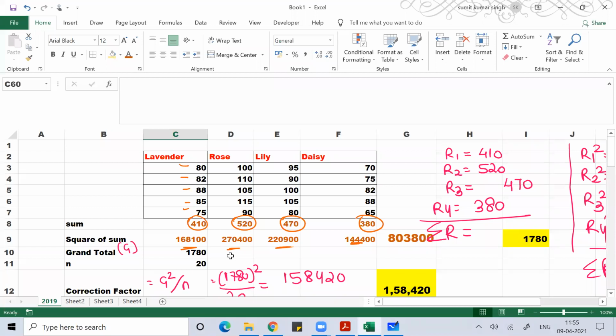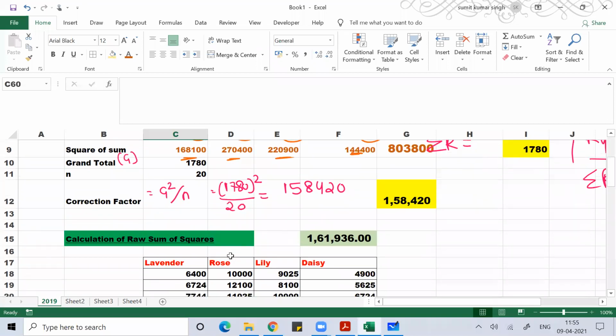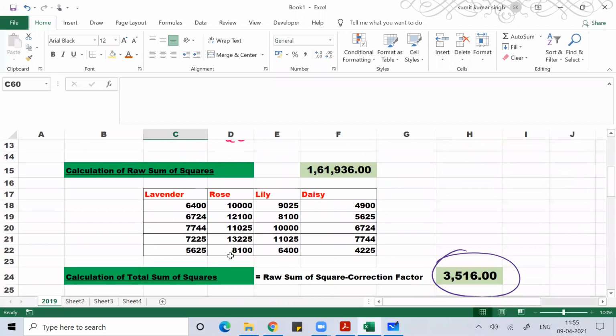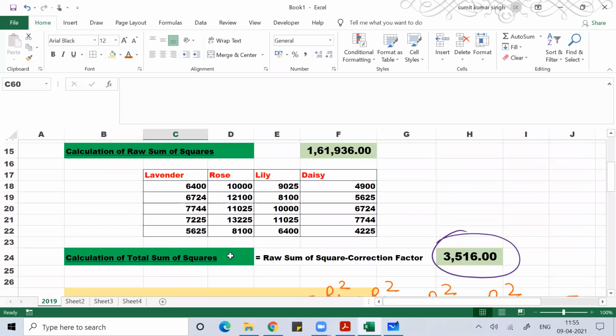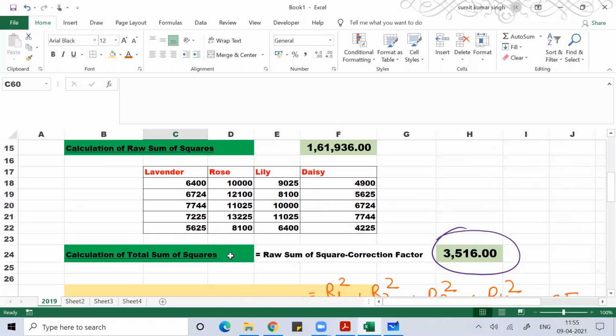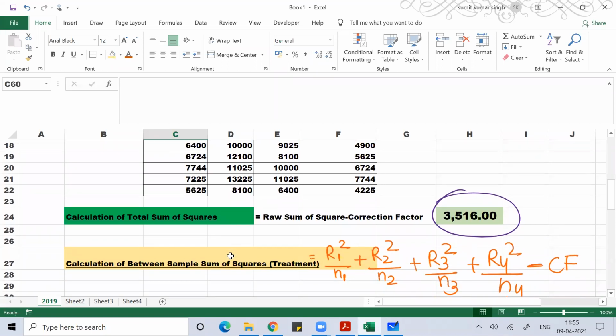Once we are done with that, then we'll find the raw sum of square. What is raw sum of square? We take the square of each individual value, and the total sum of that is your raw sum of square. Then we find the total sum of square: subtract the correction factor from the raw sum of square, and you will get the total sum of square.